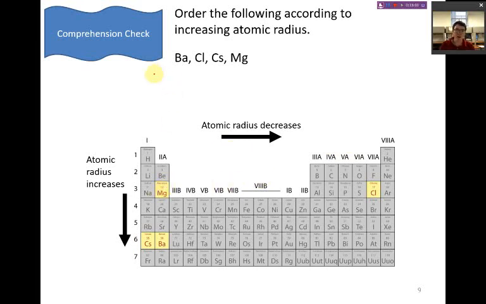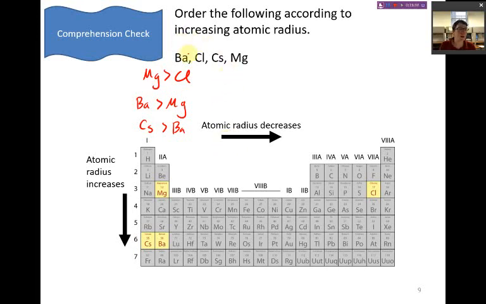So if we want to make a comparison, we know that magnesium is going to be larger than chlorine. Okay? Comparing magnesium and barium, we know that barium is going to be larger than magnesium because it's beneath it. And then cesium to barium, we know, again, barium is going to be smaller than cesium because of the difference in the effective nuclear charge.